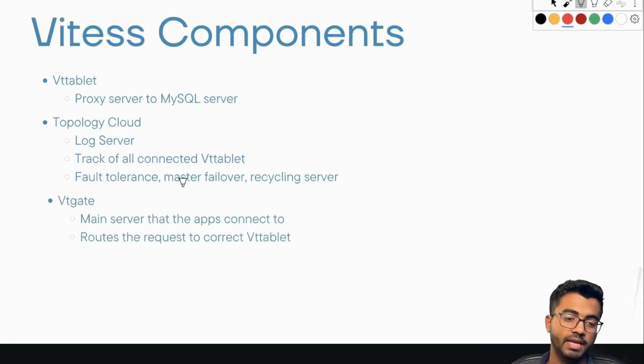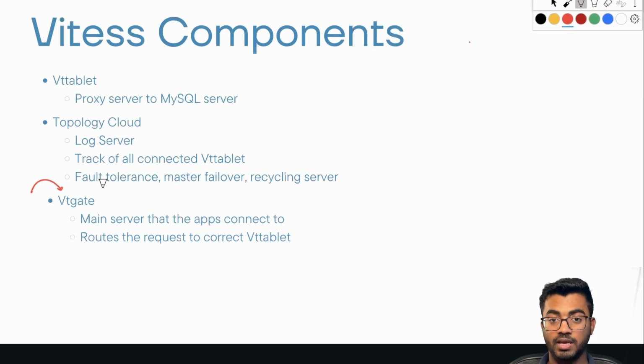VT-Gate is a critical component. It's like a gateway for the external apps. The external app would connect to the VT-Gate, and the VT-Gate would internally migrate those requests to the corresponding VT tablet as per the need basis. It would identify the correct shard, and then route the traffic to the correct shard, and eventually those shards will reach the MySQL server and we'll get it over there.